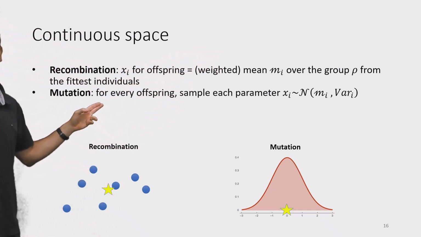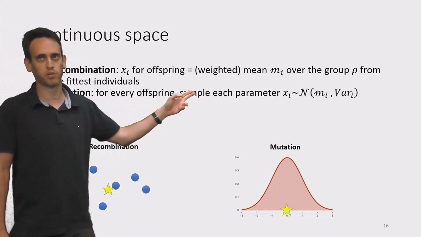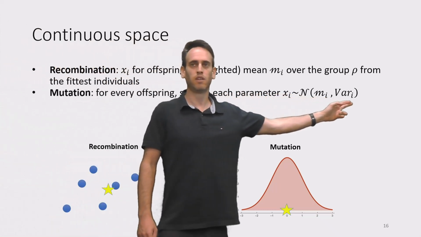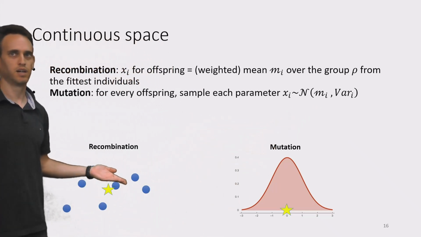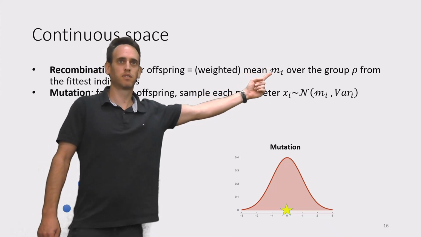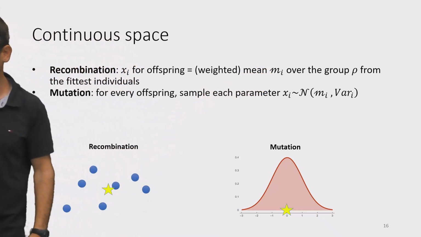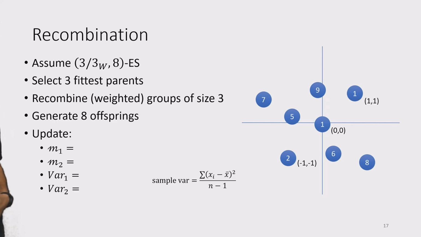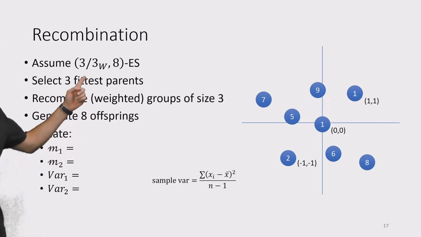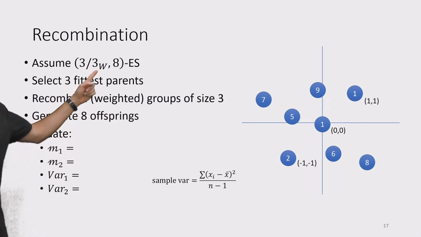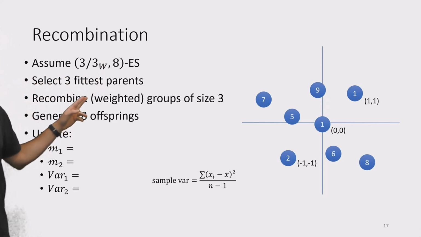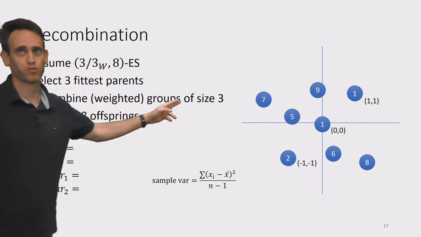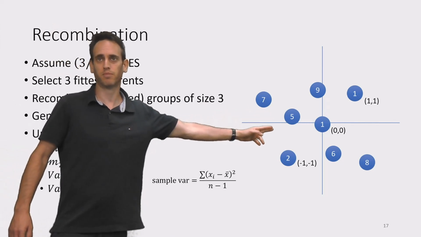How do we mutate? Well, for every offspring, we sample each parameter from the variance of the values provided by the raw best fittest individuals. I'll show you an example in a second. So here's an example. Let's assume that we're using a 3/3W, this is weighted, comma 8 offspring evolution strategy. So we're selecting the 3 fittest parents from the group of values here.